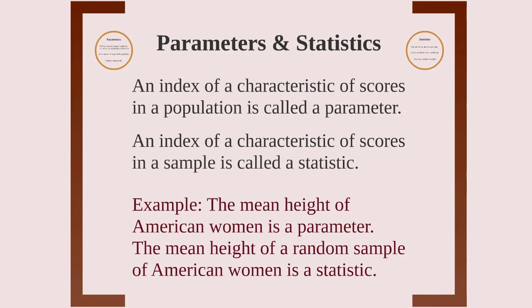Typically, parameters are not available to us. If they were, this class would probably be called parameters instead of statistics. What's available to us is the sample, and an index of a characteristic of scores in a sample is called a statistic. So the mean height of a random sample of American women would be a statistic.